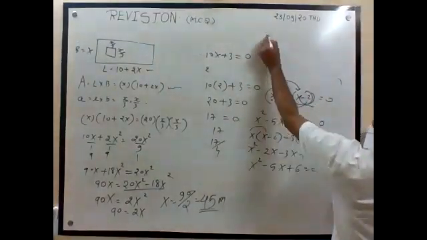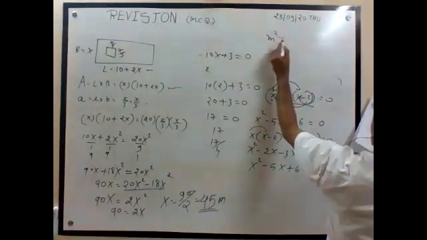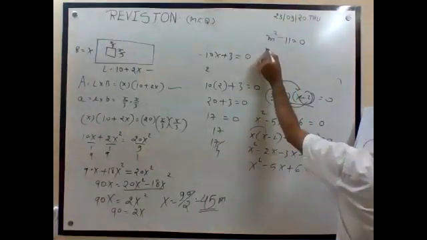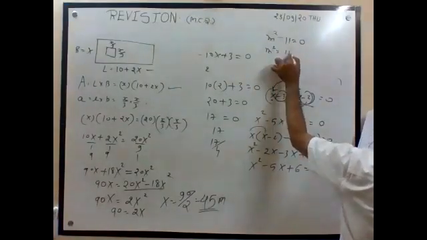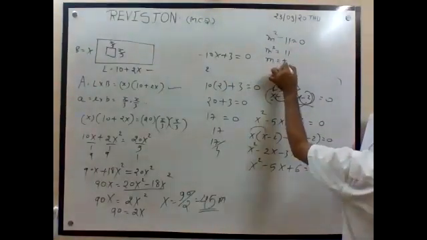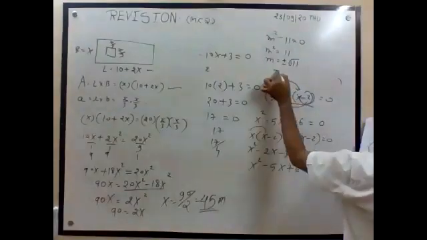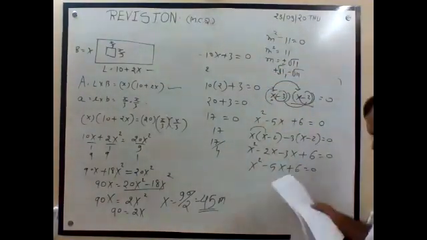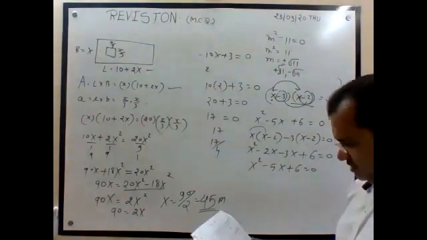Which I have written: m square minus 11 is equal to 0. So m square is equal to 11. So m is equal to plus or minus under root 11. So plus under root 11 and minus under root 11. These are the answers.